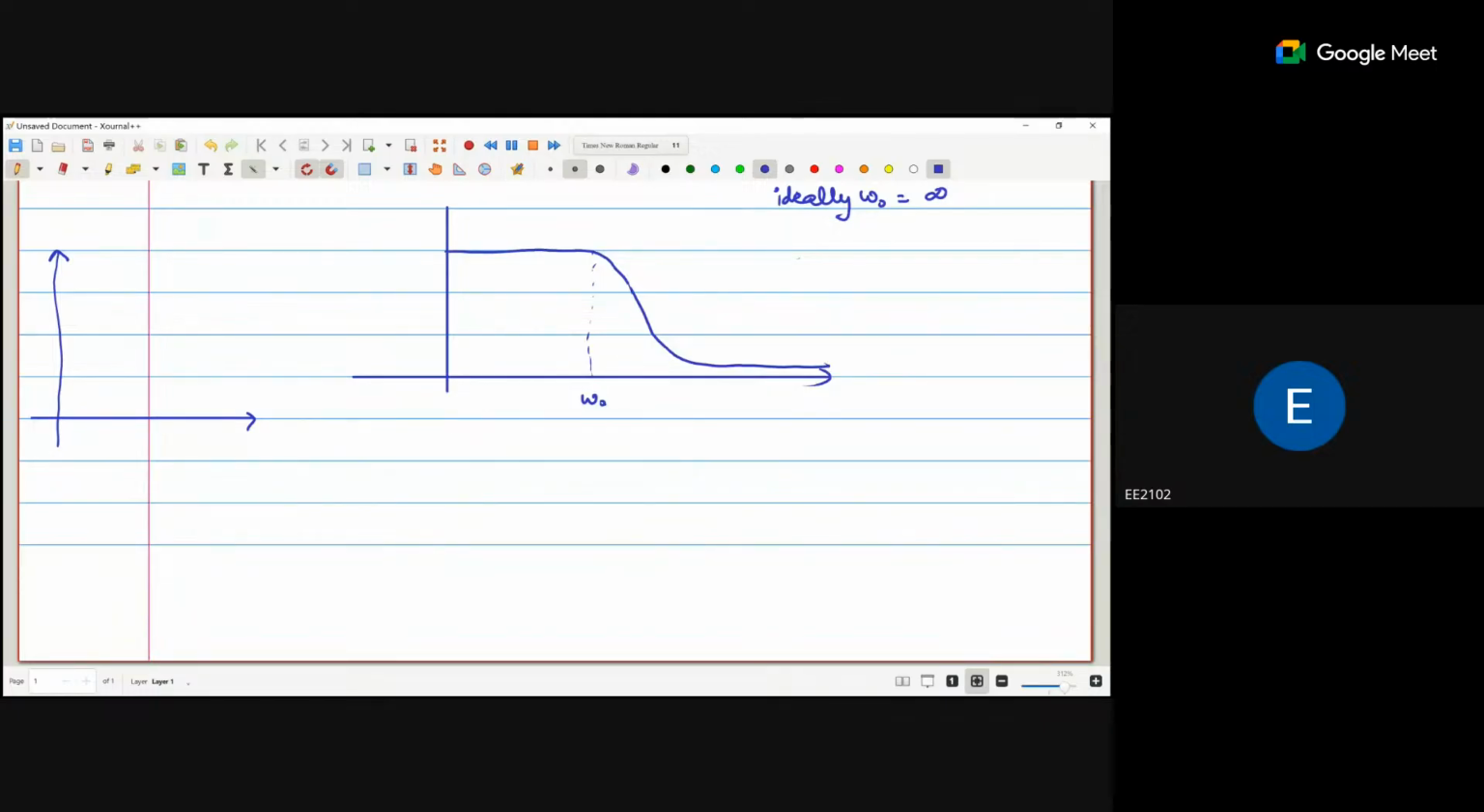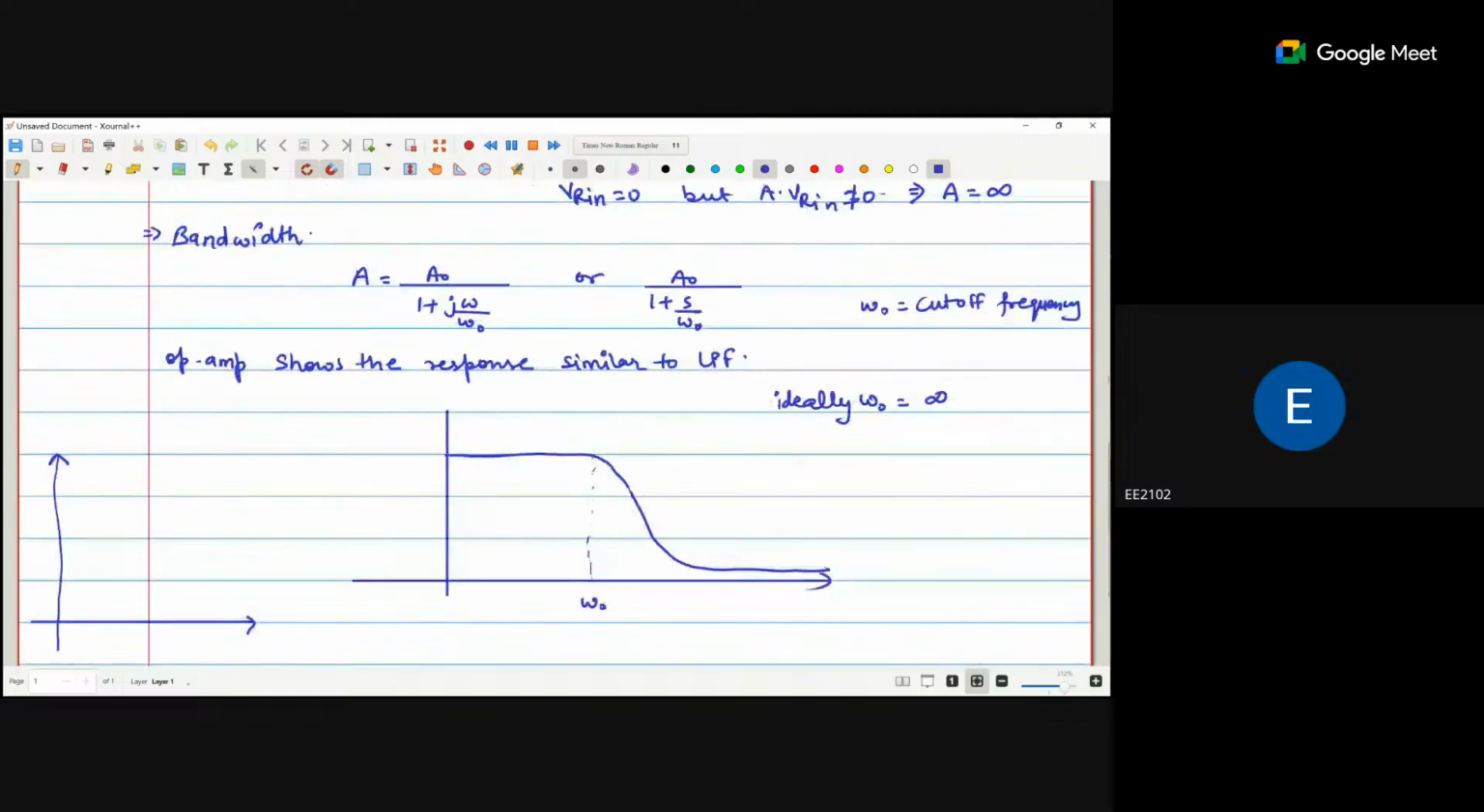Okay. So every electronic component will show its response up to a certain frequency. After that particular frequency, the response will change, similar to the operation amplifier. Ideally, the cutoff frequency is infinite, but practically it is not infinite. It is up to a certain frequency. After that frequency, the response of the operation amplifier is completely changed.